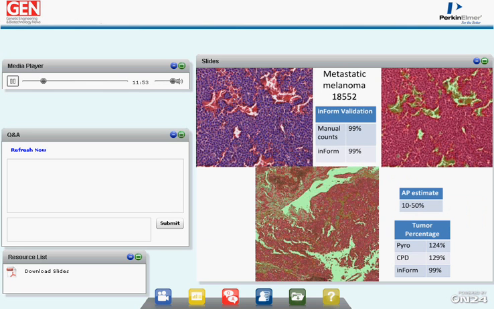The next case is a metastatic melanoma, where the anatomic pathologist estimate was quite low, in the 10 to 50% range. Allele frequencies for these tumors were near 100% by either single-gene sequencing or next-gen, and both the Inform and manual counts showed that these were nearly pure tumors. So there was a significant variation between the manual count by the pathologist and the automated counts by the machine learning algorithm.